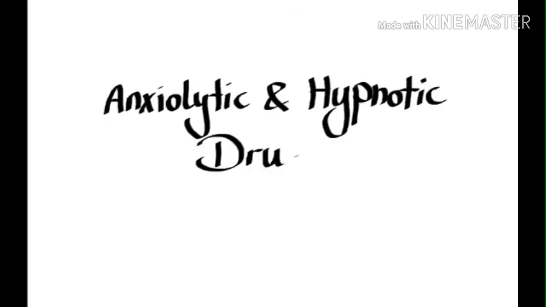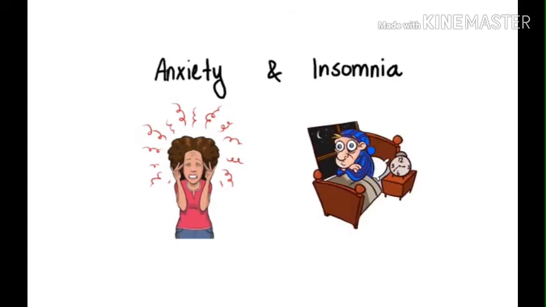In this lecture, we're going to cover the pharmacology of anxiolytic and hypnotic drugs. So let's get right into it. The primary use of anxiolytic and hypnotic drugs is to treat anxiety and insomnia. Anxiety is generally defined as an emotional state characterized by excessive feelings of worry, fear, and nervousness, while insomnia is generally defined as the inability to initiate, maintain, or achieve restful sleep.